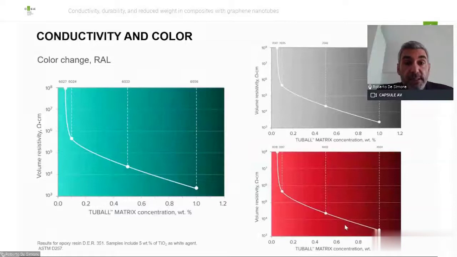Like before, with different kinds of formula adjustment or formula optimization, it is possible to get very different colors, from the light one to the dark one. Obviously, it depends on the final conductivity target. If we are talking about the antistatic range, the loading level of tubal is lower, so light color is easily achievable. While with a high level of tubal, to get very strong conductivity properties in the system, it's quite difficult to achieve light color, but dark color is possible.